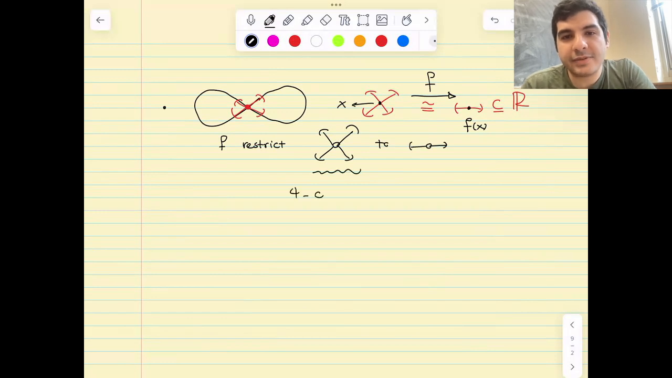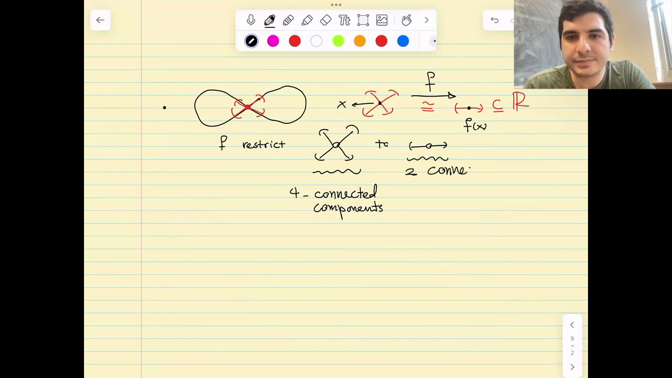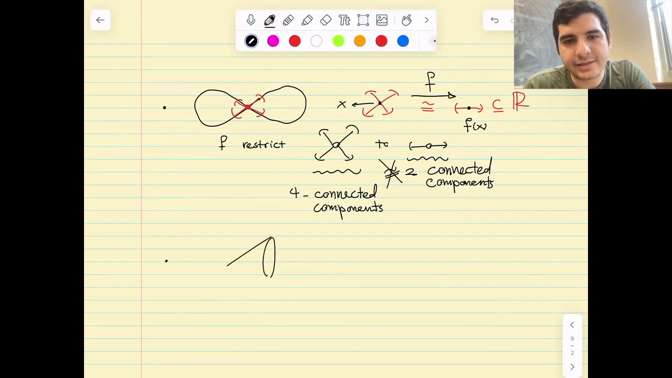However, if we remove X, we get 4 connected components in the domain, right? 4 pieces. And in the target, if we remove F of X, we get 2 connected components. However, the number of connected components is a topological invariant. If we had a homeomorphism, these two numbers should have been equal. They are not. Therefore, these two things are not homeomorphic. So X does not have any small neighborhood which looks like an open subset of R.